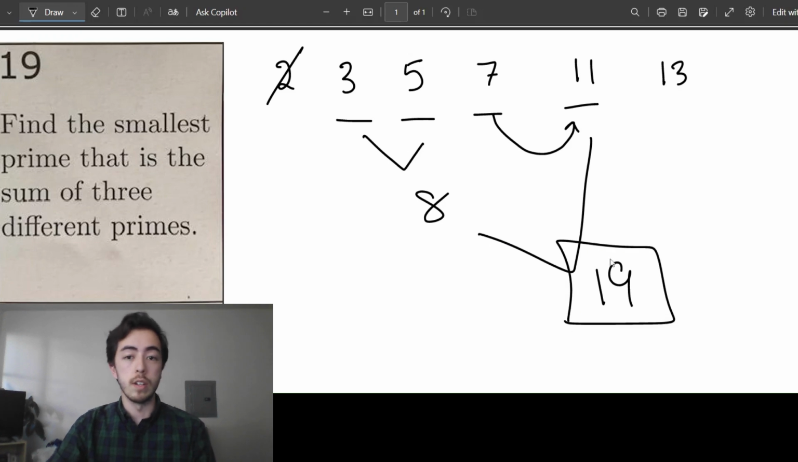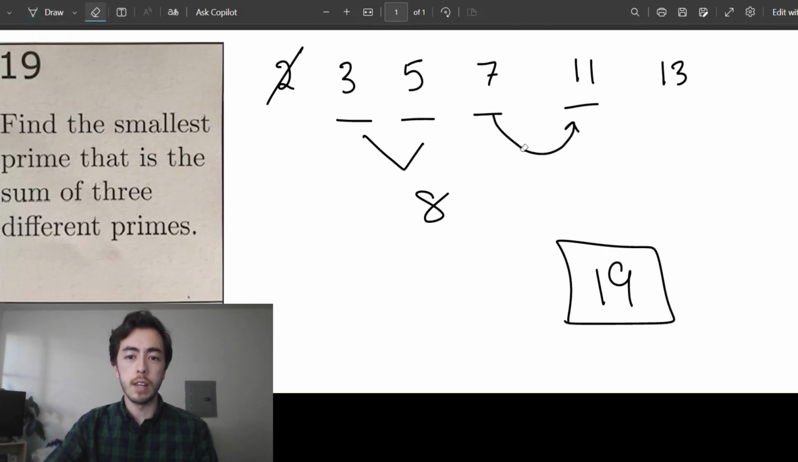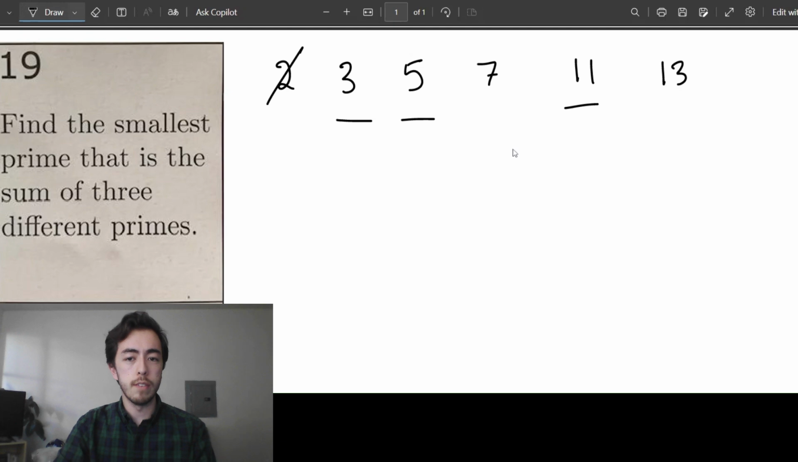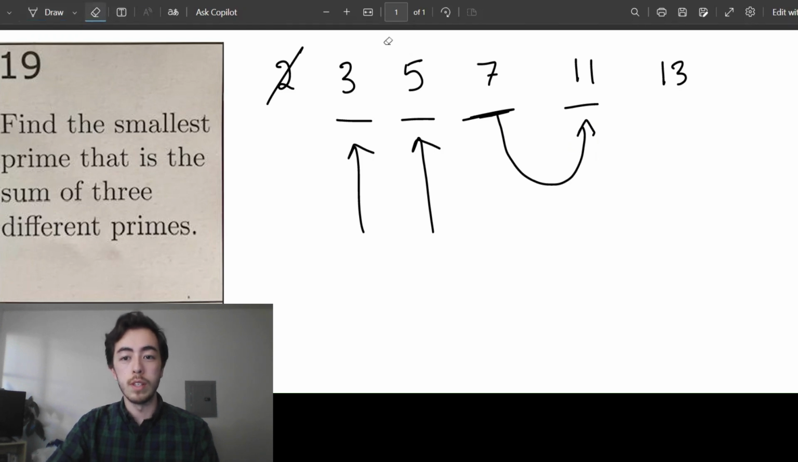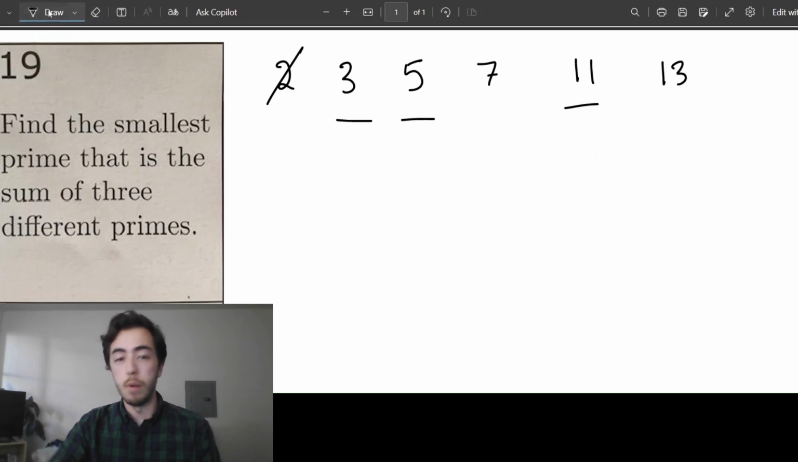So here is our answer. But I just want to make sure that there isn't a smaller number, right? So we found this 19, but maybe there's a smaller way than doing 3, 5, and 11. But there isn't, right? Because 3 is the smallest number, 5 is the next smallest number. Since adding 7 didn't work, the next thing we could have done was look over at the next biggest prime number. So this indeed is the smallest option for us to add 3 primes together and get another prime.